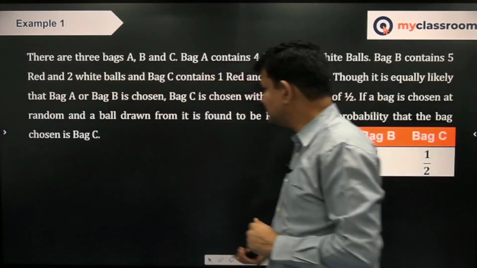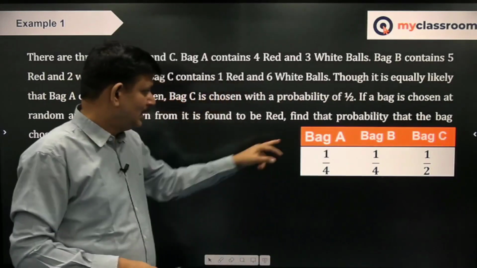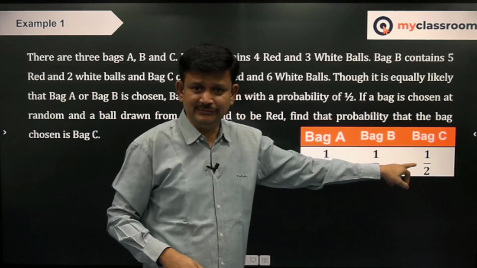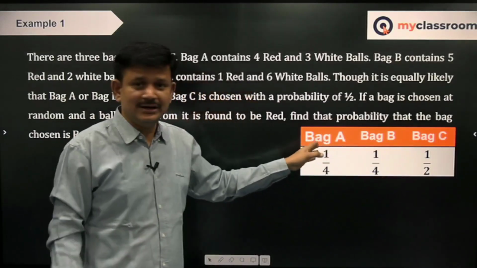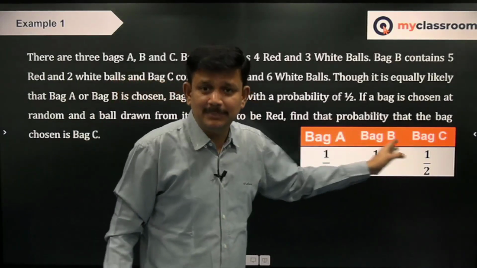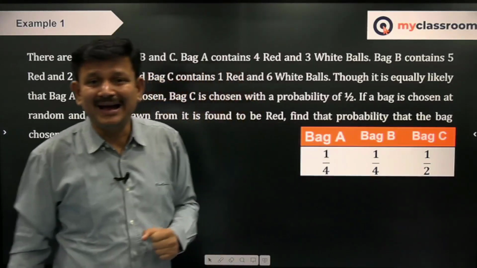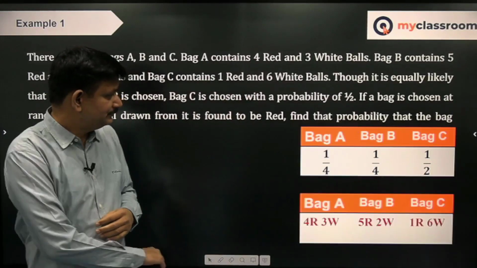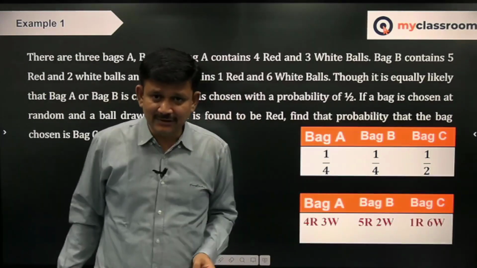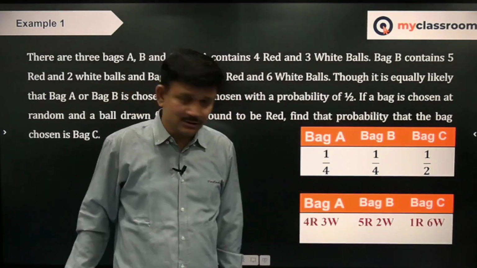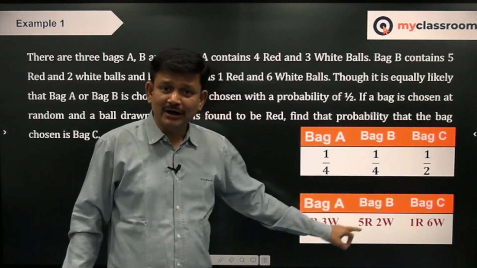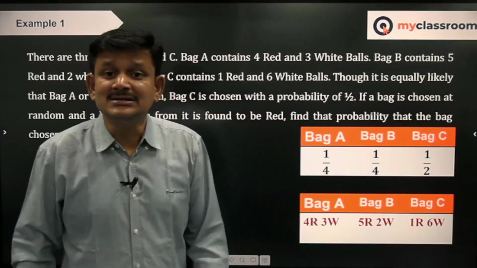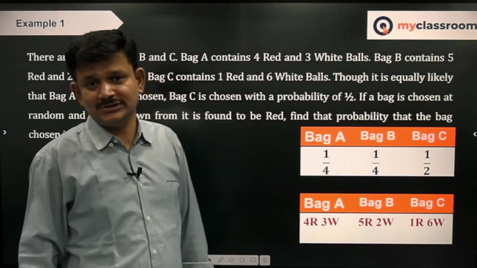So what all information is given in the question? One, the 3 bags, the probability of you choosing bag C is half, and the remaining half is divided equally among A and B. So the probability of you choosing bag A is 1 by 4, bag B is 1 by 4. And what else is given? Bag A has 4 red and 3 white balls. Bag B has 5 red and 2 white balls. Bag C has 1 red and 6 white balls.